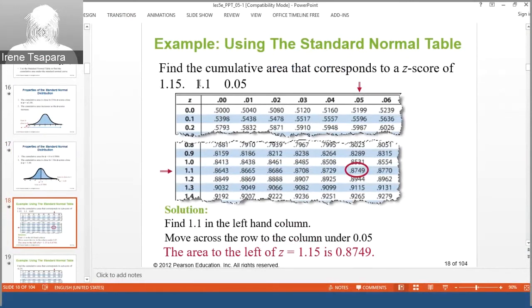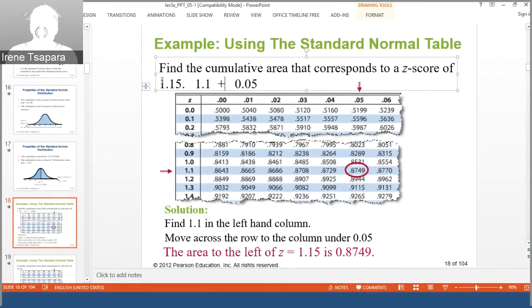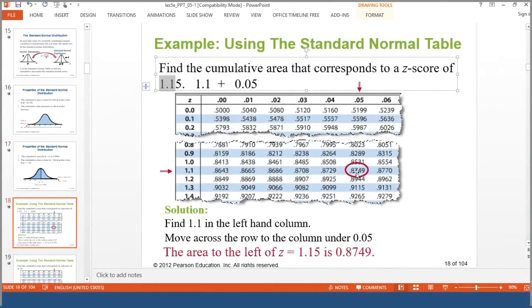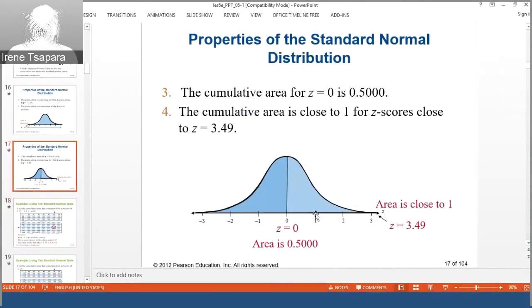1.15, what do you do? You split it into two different numbers: 1.1, the first two numbers right here, and you find the 1.1 on your z-score table right here, and 0.05, and you find this number right here. Then you go to the row and column that corresponds to that number. The number is 0.8749. And what is this? This is the area to the left of 1.15.